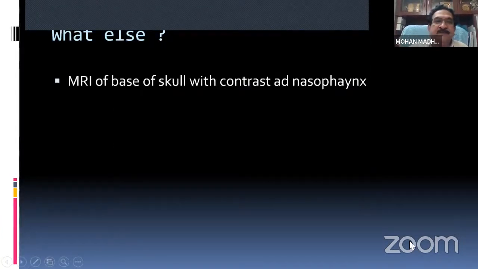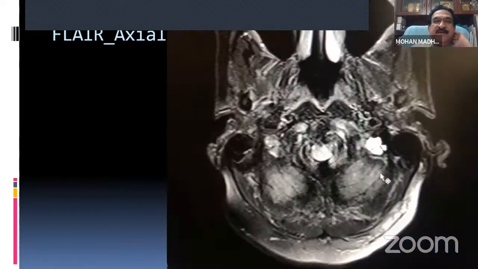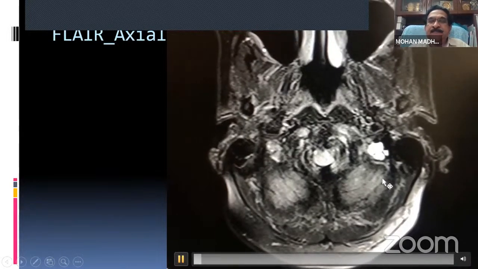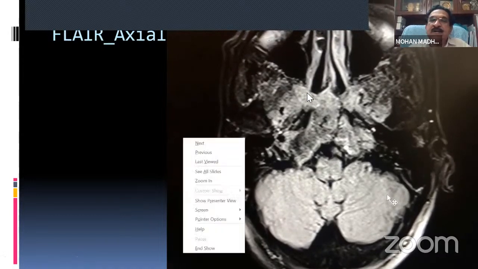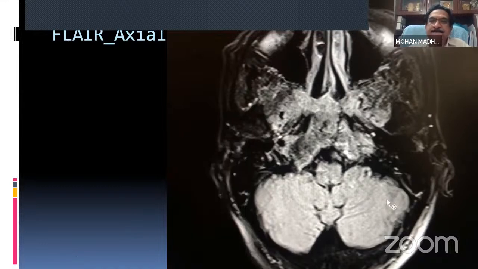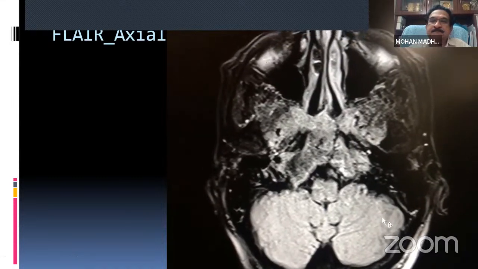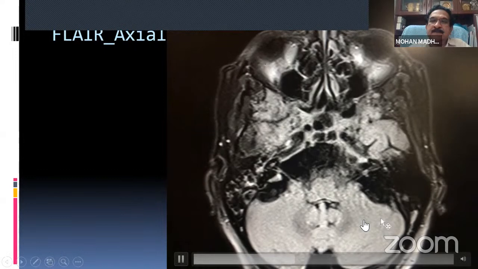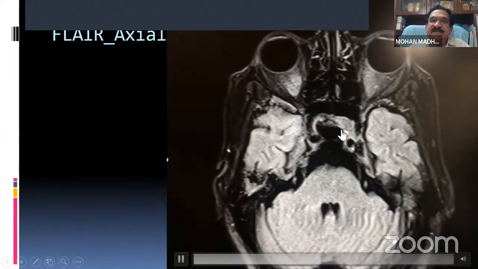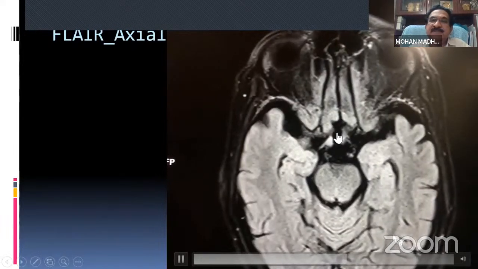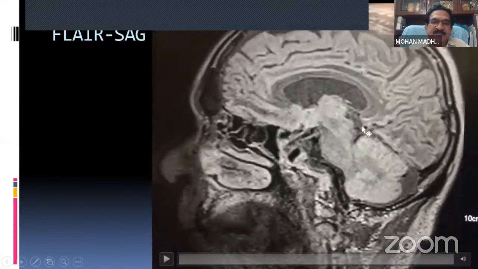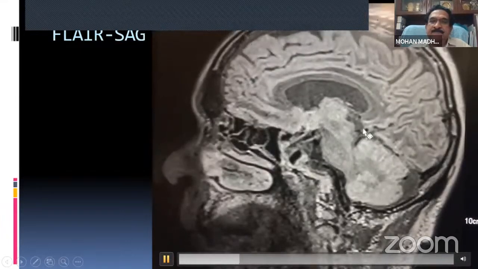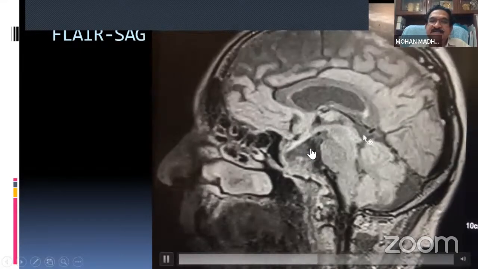Then the MRI. What we asked for in the MRI was the base of the skull, condyles and nasopharynx. Now look at the picture once again. See, this is the picture. You see that the whole clivus has abnormal tissue, which is hyperintense, which you can see there. The CSF space is increased and projecting into the clivus, and the remaining clivus is very thin. Again, the sagittal cut. The clivus is very thin. These are all the CSF.